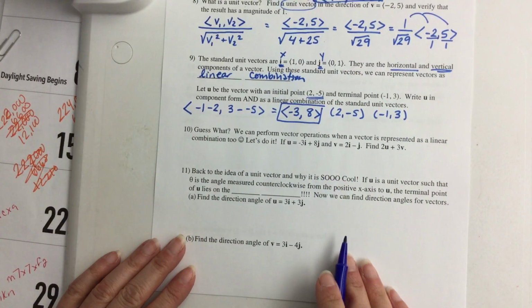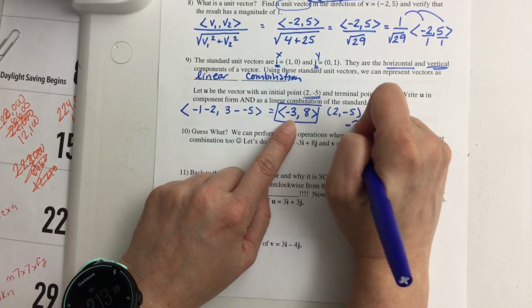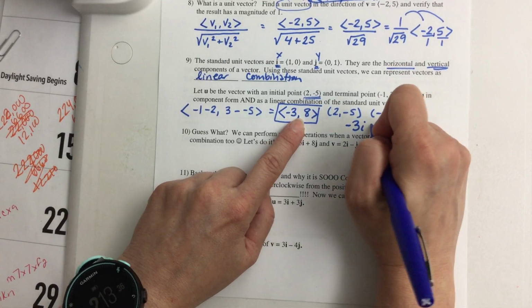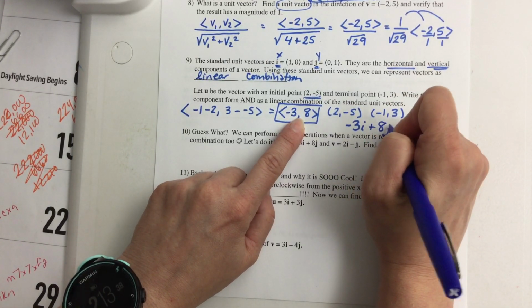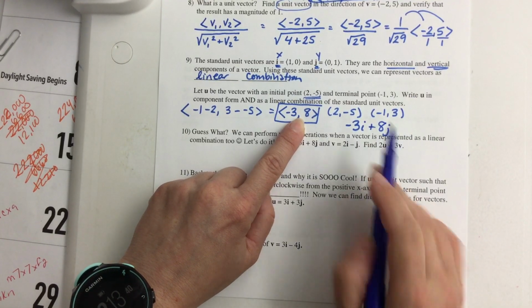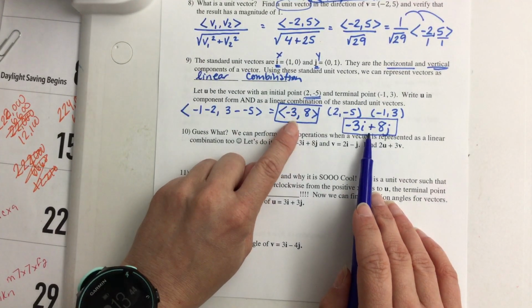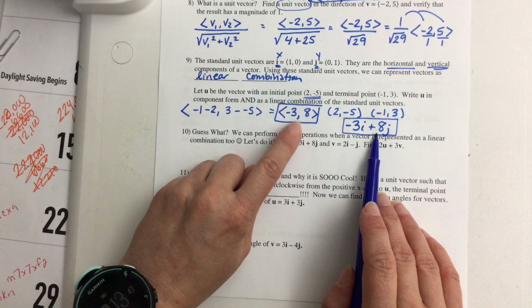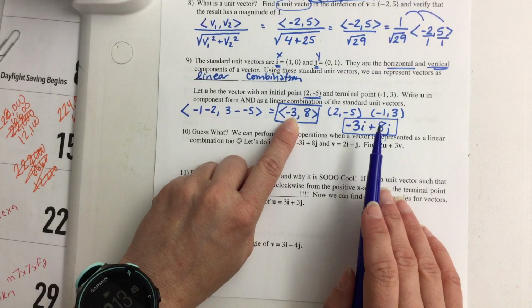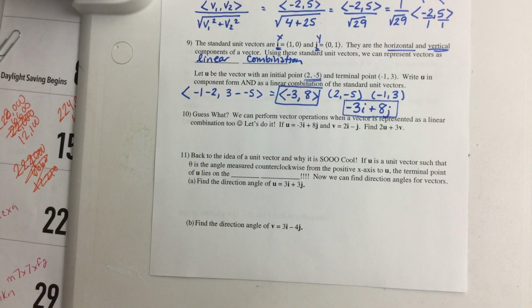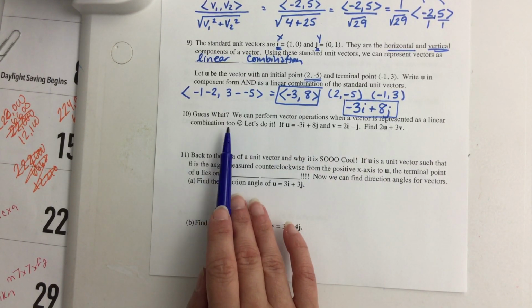If I want to write it as a linear combination, -3 is the x value, so you show that by having it connected to an i. The 8 is positive, so it's plus. The 8 is the y value, so you show that by connecting it to the letter j. These two things mean the exact same thing. This is the component form. This is the linear combination. Okay? It says, guess what? We can perform vector operations if a vector is represented as a linear combination too.